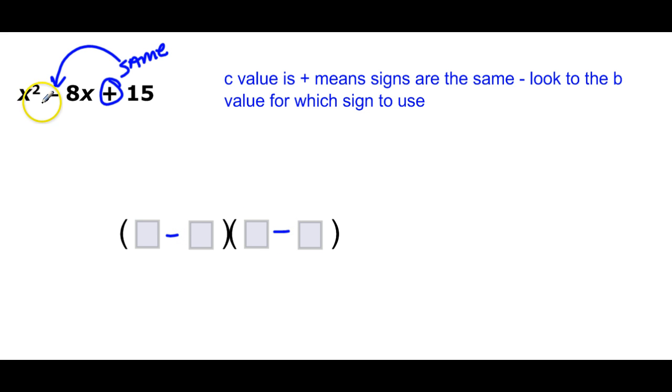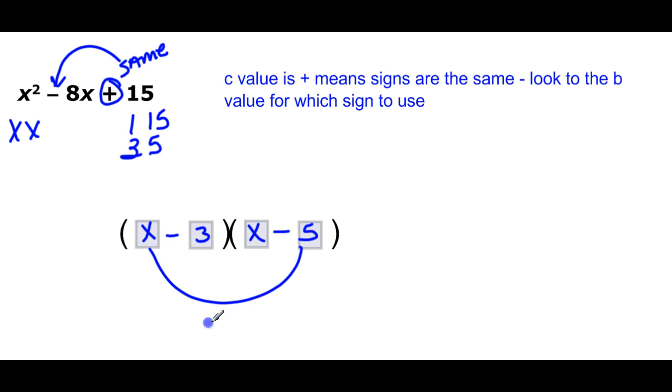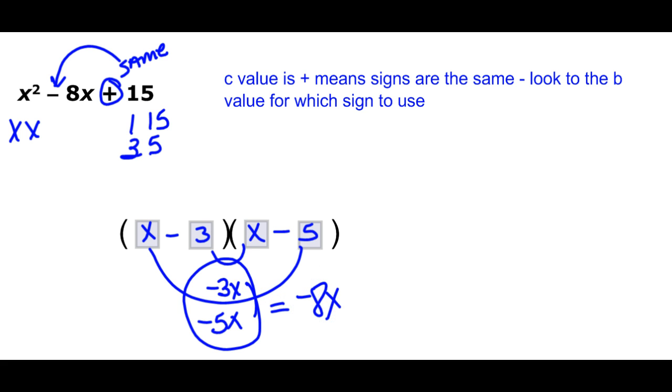Then I'm going to do it the same way. I'm going to put X and X. I'm going to put 1 and 15, 3 and 5. Okay? Which of these add together to give you 8? 3 and 5, X and X. It's just that when you do your outers, which gives you negative 5X, and your inners, which gives you negative 3X, these will combine together to give you negative 8X. So that negative sign in the middle there.